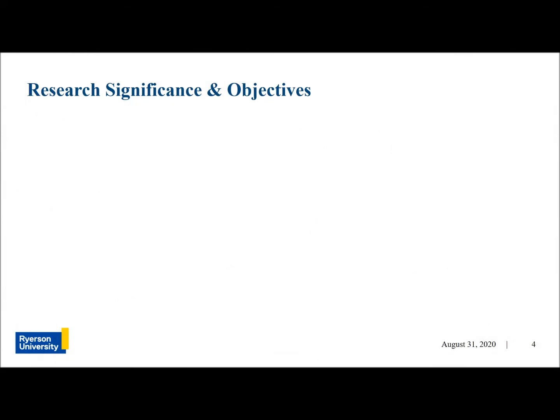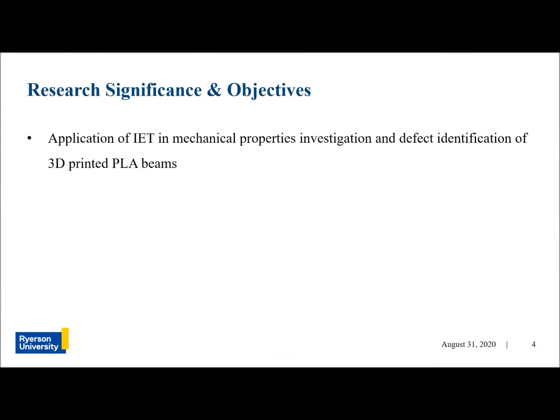Research significance and objectives. One of the main aims of the present study is to investigate the applicability of IET to evaluate material properties or elastic moduli of 3D printed PLA samples. The same method would be used to investigate the effect of imperfections on the dynamic response of 3D printed PLA components. By comparing the Young's moduli obtained through conventional tensile testing to the ones from the inverse identification technique, the applicability of the suggested methodology will be validated.